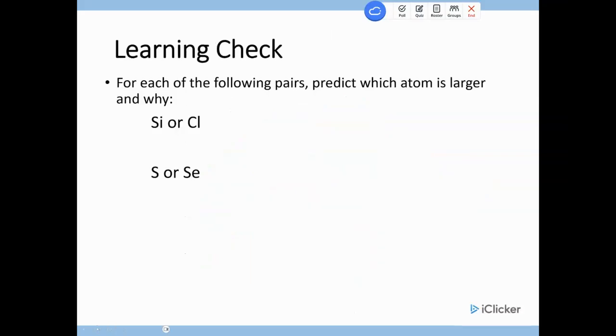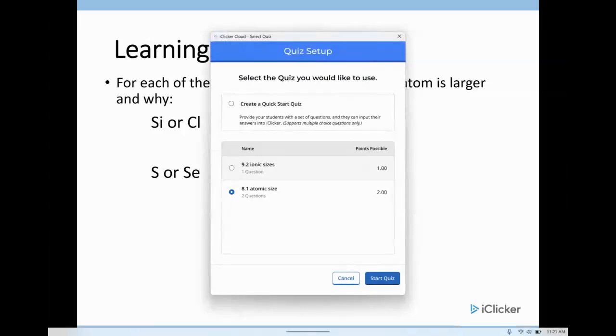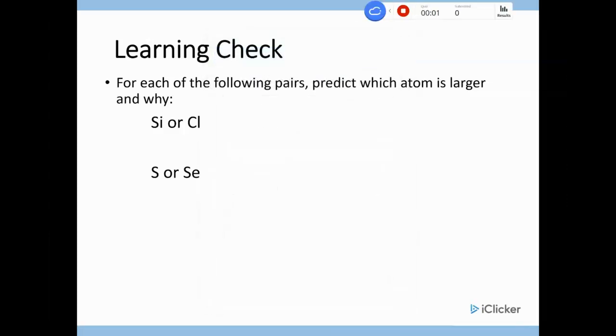Okay, let's do this iClicker now. So you have two questions. Which of the following pairs are larger? And then why? On iClicker, you're just picking one. One is larger than the other, or they're the same. But as you're working on it, discuss with the people around you why one is larger than the other. And not just that it's left of the other element or to the right of the other element or above or below. Think about the location of electrons, principal quantum number, size of orbitals, number of protons, things like that.